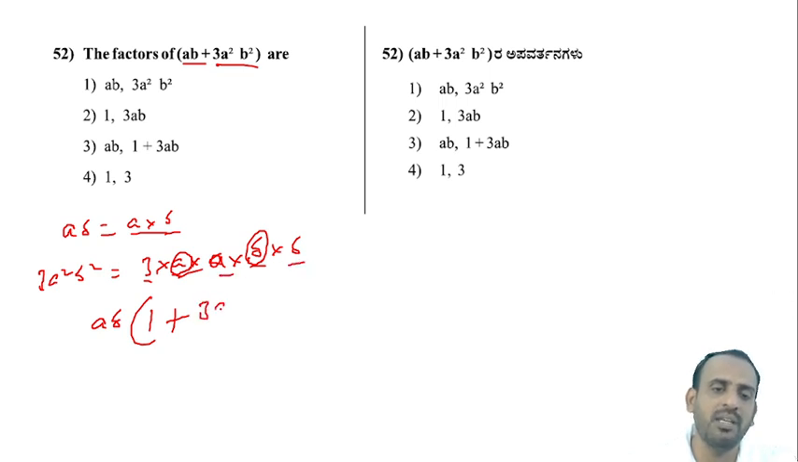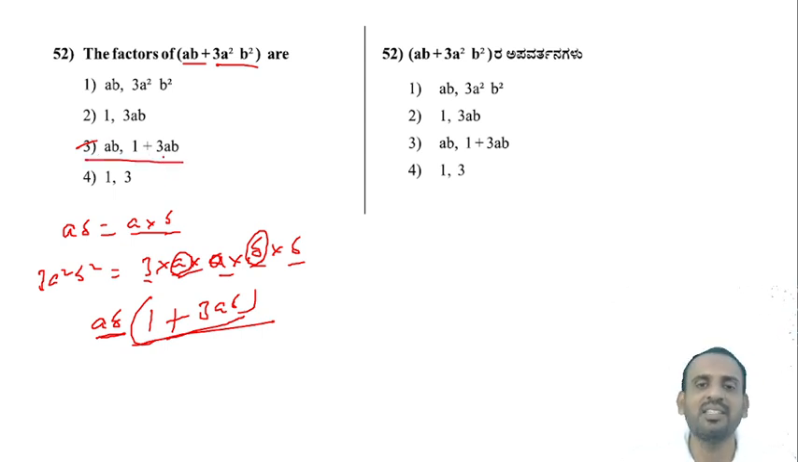So these two are called the factors. AB is one factor. 1 plus 3AB is another factor. So option 3, AB, 1 plus 3AB is the right answer.